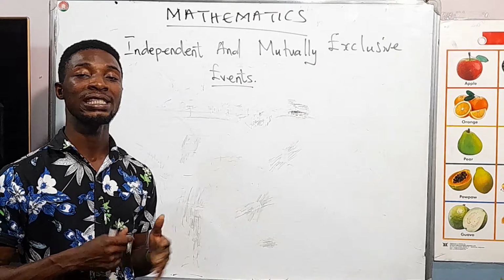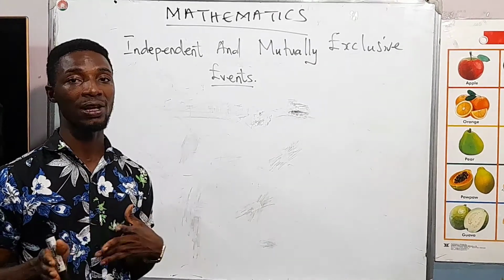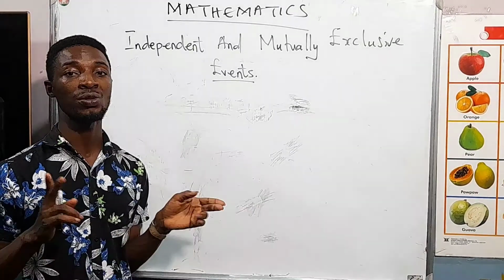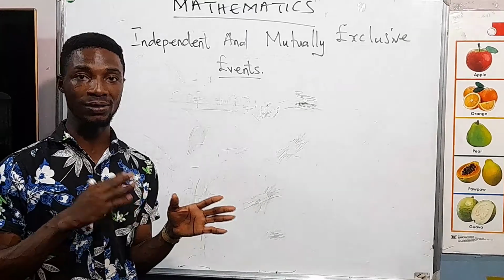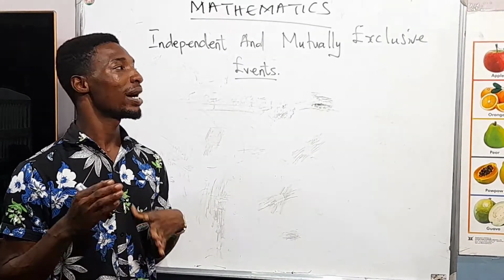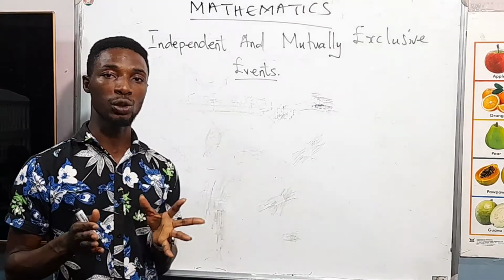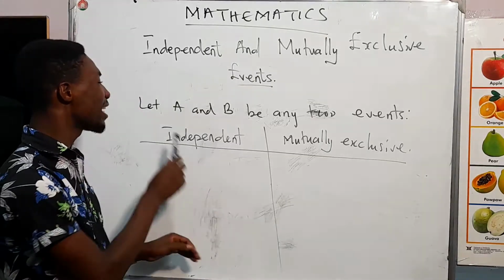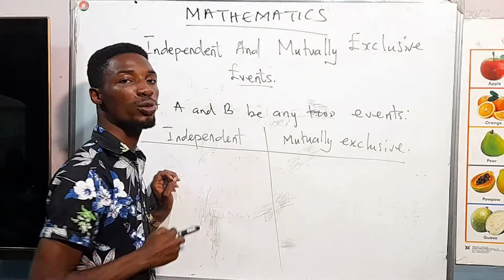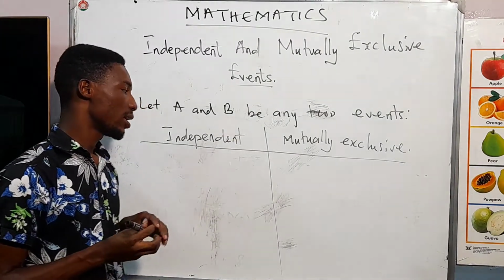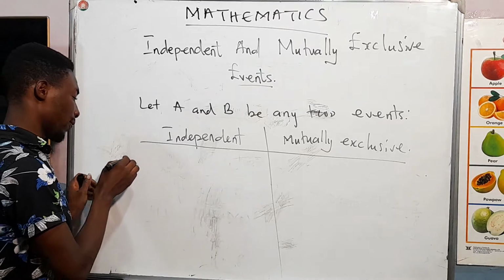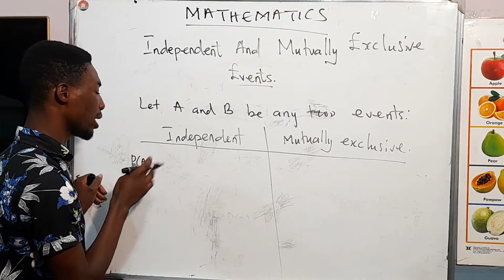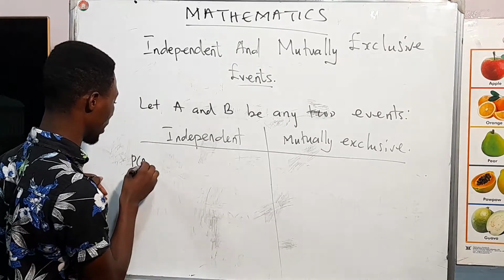We said that independent events are events whose occurrence does not affect each other. And we also said that mutually exclusive events are any two events whose occurrence affects the occurrence of each other. Mathematically, we are going to analyze mutually exclusive events and independent events. Now let's take that A and B are any two events. Let's find the probability of A or B occurring if the two are mutually exclusive or independent.